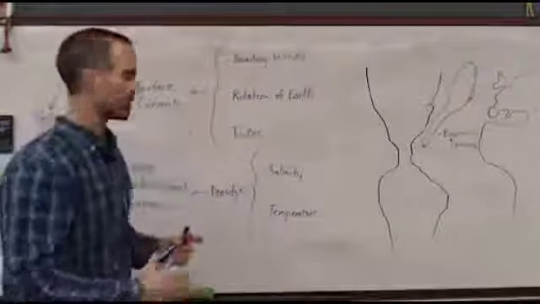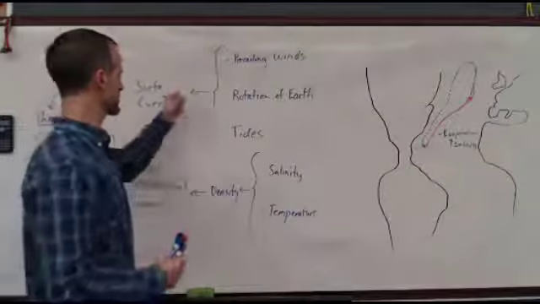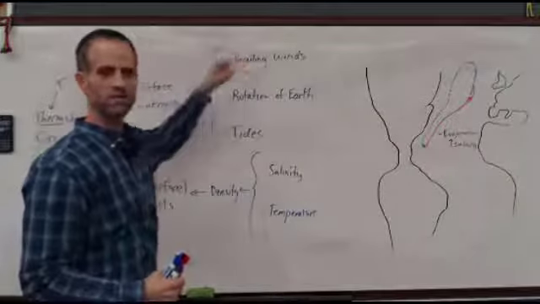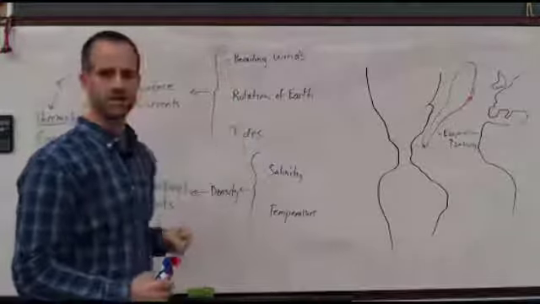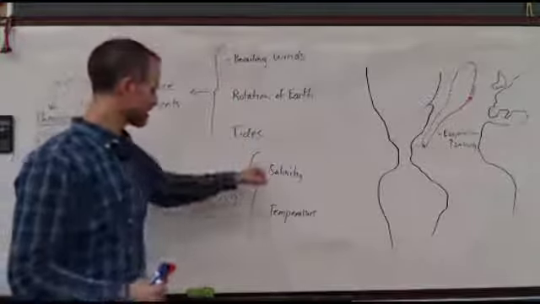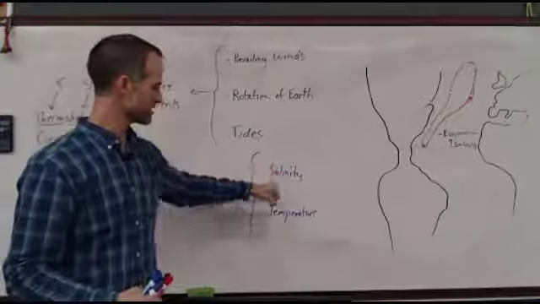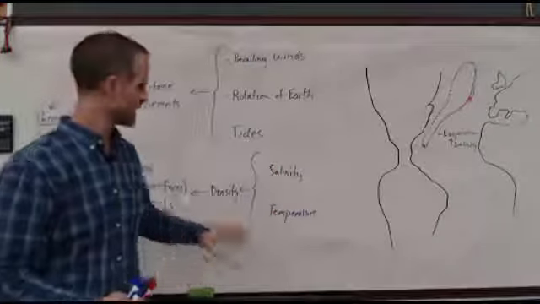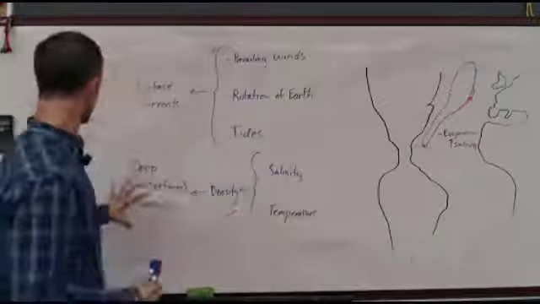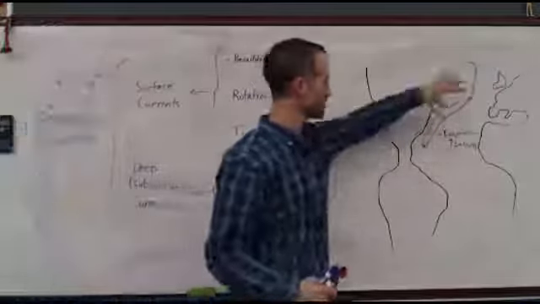You have to memorize these. You have to know that surface currents are caused by winds, by rotation of the earth, and by tides. And deep currents are caused by differences in density, and that's because of differences in salinity and differences in temperature. And these are the main motor for the thermohaline circulation.